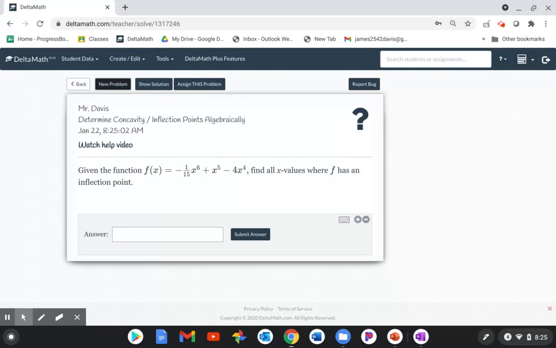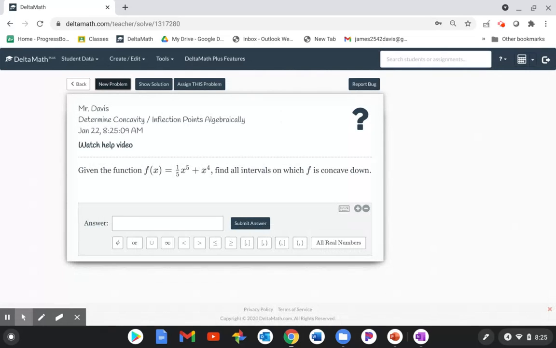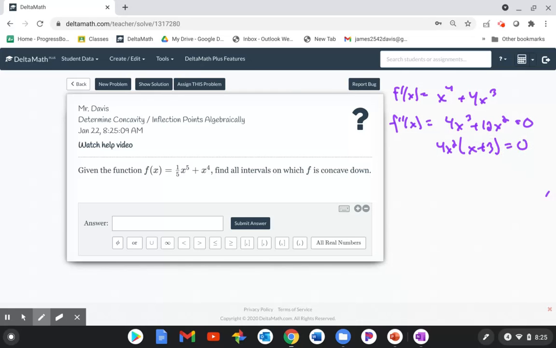All right, inflection points. Let's do another one. Inflection point, concave down. So f prime of x first is just going to be 1x to the 4th, and we multiply that down, plus 4x to the 3rd. So f double prime of x is 4x to the 3rd plus 12x squared. Set that equal to 0. In this case, we're going to pull out a 4x squared. We're left with x plus 3. So our two inflection points would then be 0 and -3.